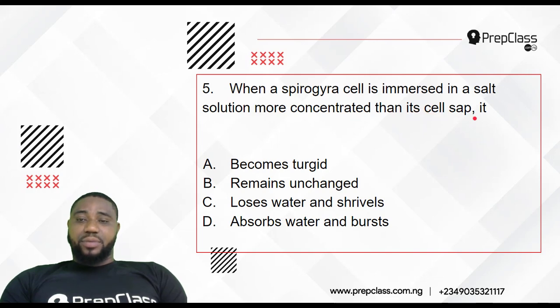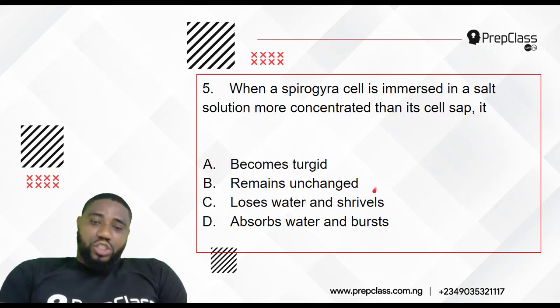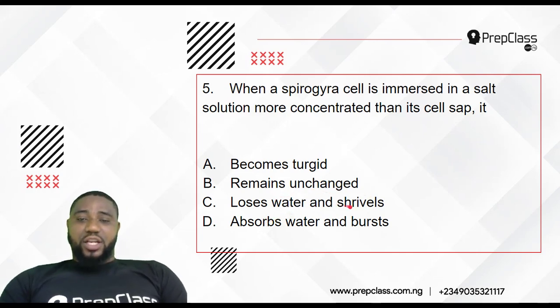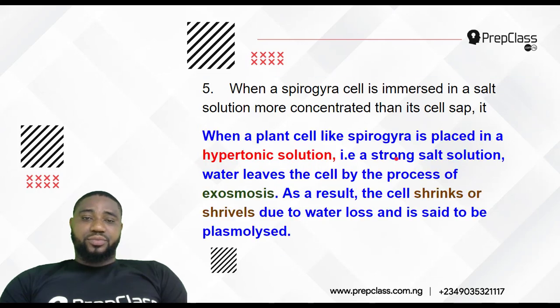Question 5. When a Spirogyra cell is immersed in a salt solution that is more concentrated than its cell sap, it becomes: turgid, remains unchanged, loses water and shrivels, absorbs water and bursts. Which one? Okay, let's see.